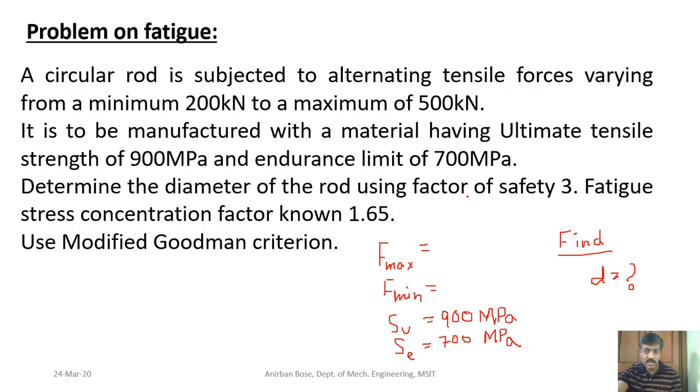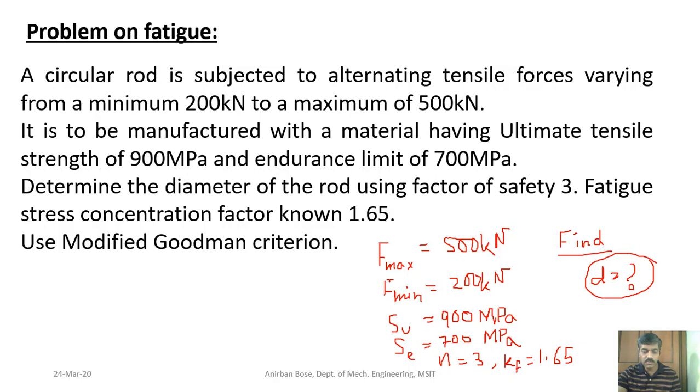It is known that the factor of safety is 3. The given quantity is factor of safety 3, and the stress concentration factor, that means KF, is 1.65. So you use the modified Goodman criteria to find this diameter. You have to design a component under fluctuating load, where the load varies from a maximum value of 500 kilonewton to a minimum of 200 kilonewton.